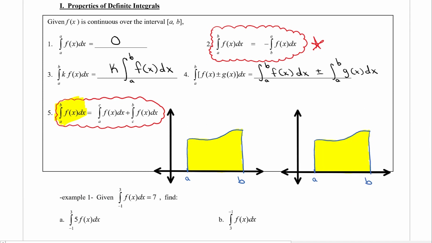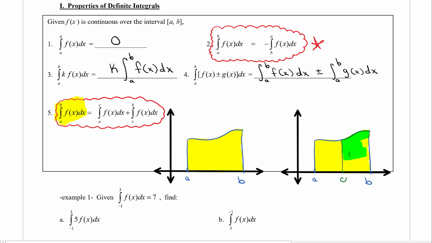And now that I have copied and pasted that image, I'm going to draw a little tick mark in between A and B and call that value C. Draw a vertical line going up straight to the curve of my function. And now you can see the two regions that are separated by C.